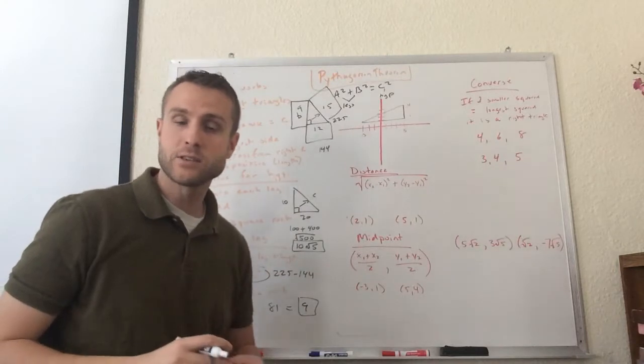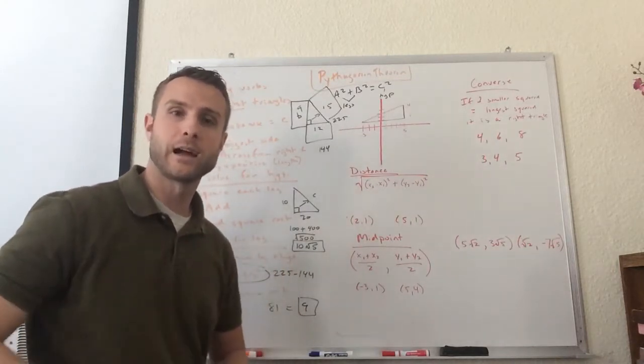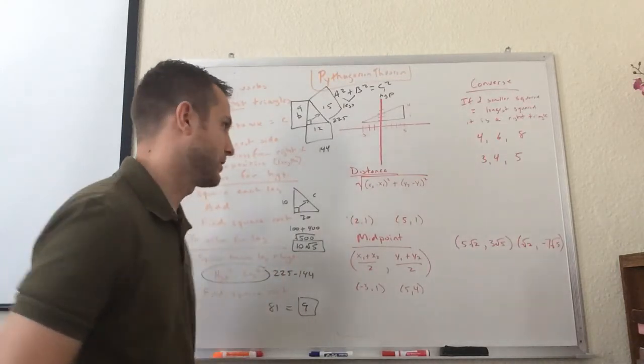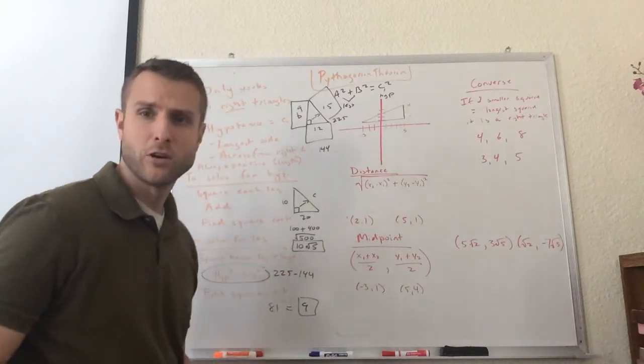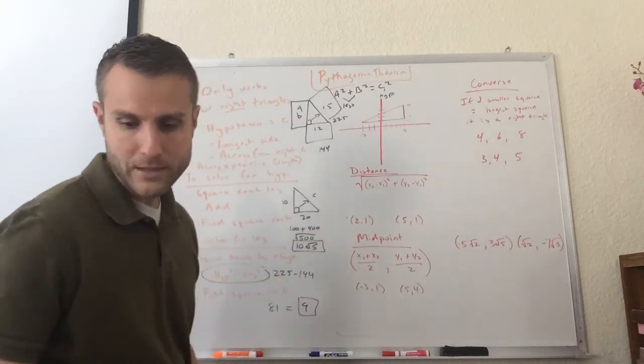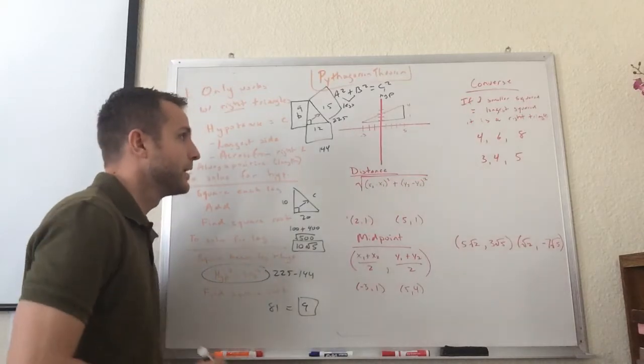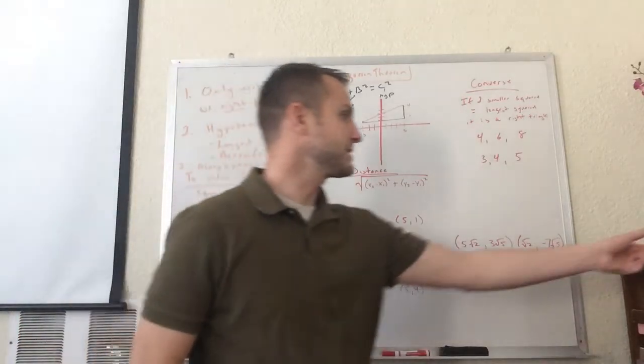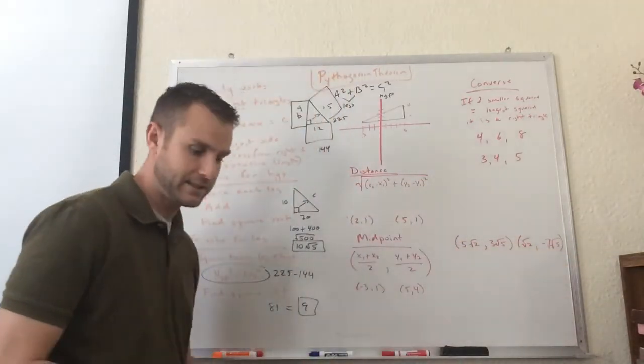Make sure it makes sense. The two legs should always be smaller than the hypotenuse. The hypotenuse should always be the longest side. That should be reviewed, so hopefully you remember how to do that. That's how you use the Pythagorean theorem. Now there's two more things we're going to go over in this lesson. Number one is what we call the distance formula.